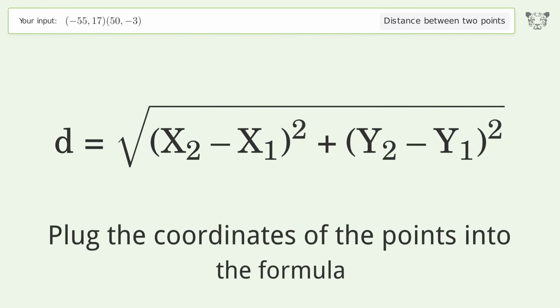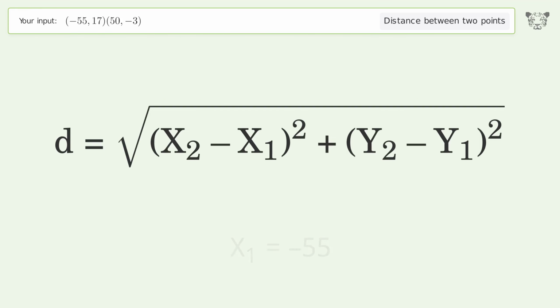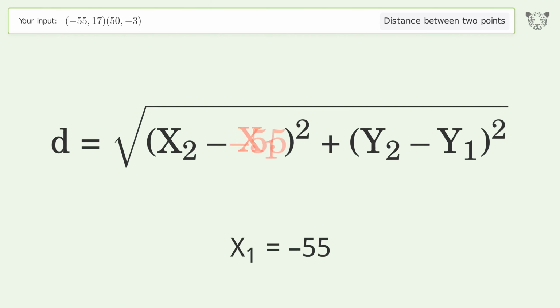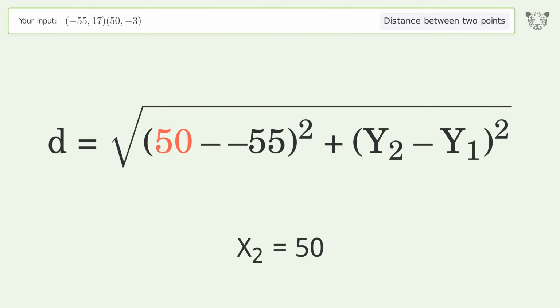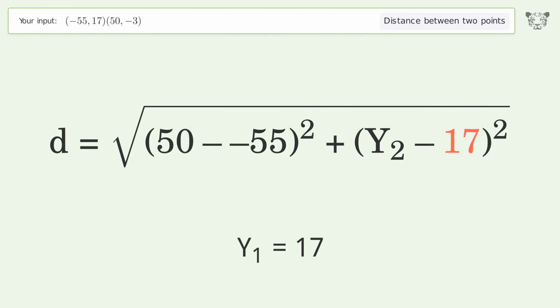Plug the coordinates of the points into the formula. x1 equals -55. x2 equals 50. y1 equals 17. y2 equals -3.